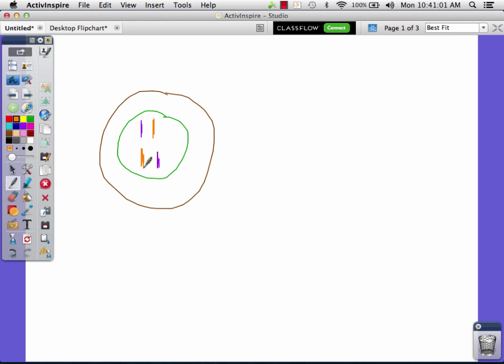If it was a human, it would have 46 chromosomes or 23 pairs. Okay, and we can kind of look at the pairs like this. That's a pair. This is a pair. Okay, so that's kind of what we're looking at here for pairs.